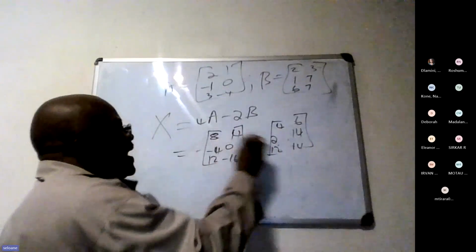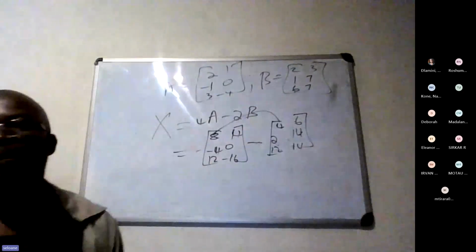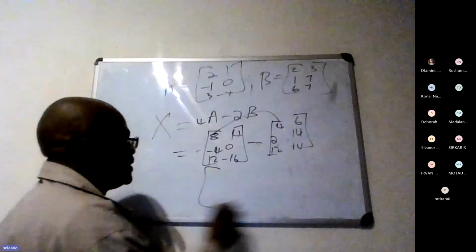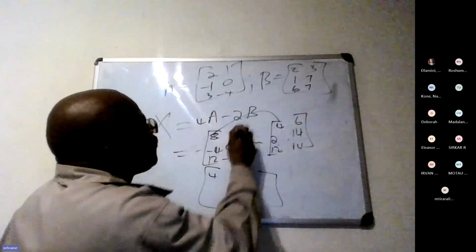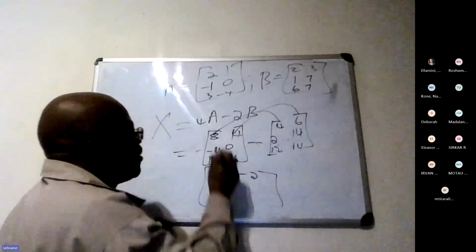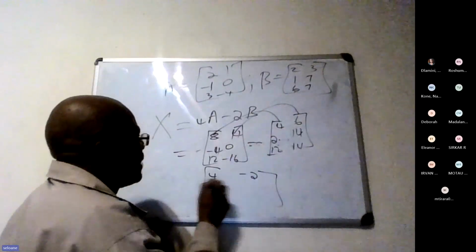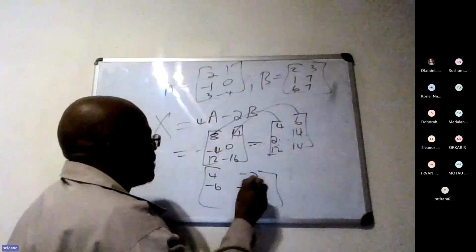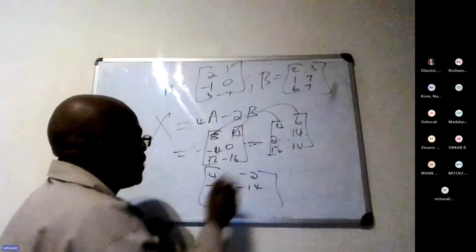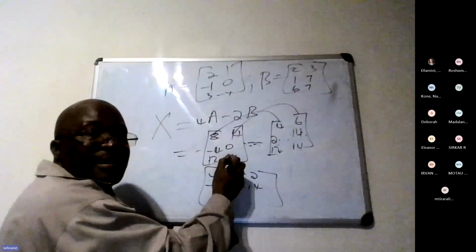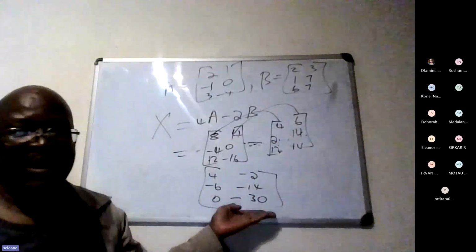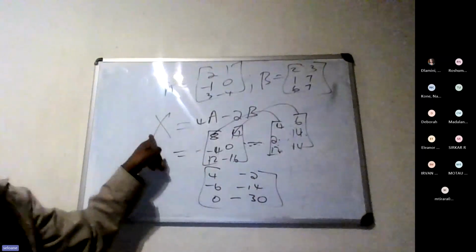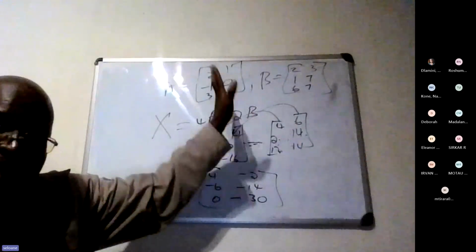Then from there, it will not be 8 minus 4. It will be this. 8 minus 4 is 4. What is this? 4 minus 6 it will be -2, -4, -2, -6, 0 minus this is -14, 12 minus 12 is 0, -16 minus this, then it will be -30. This matrix is -2b. That is how.